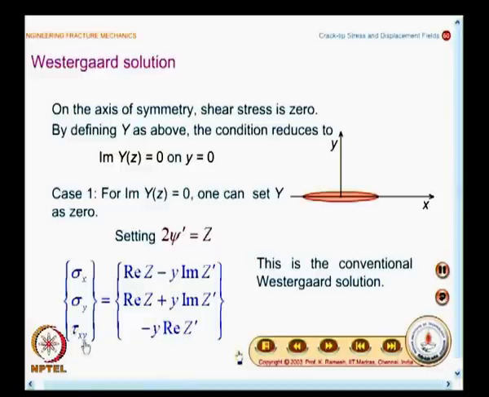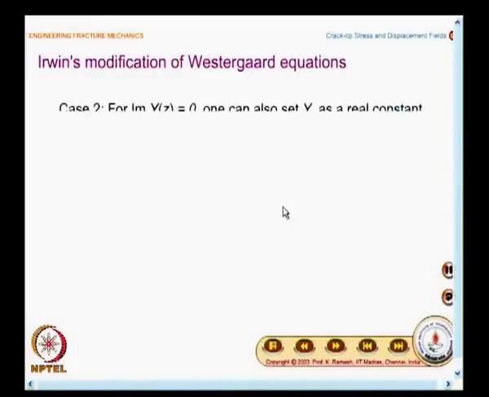You have sigma x, sigma y, tau x y given. Sigma x is nothing but real part of capital Z minus y imaginary part of Z prime, and sigma y equal to real part of capital Z plus y imaginary part of capital Z prime, and your tau x y is nothing but minus y times real part of capital Z prime, and this is straightforward. You are setting Y as 0, and how do you get Irwin's modification?